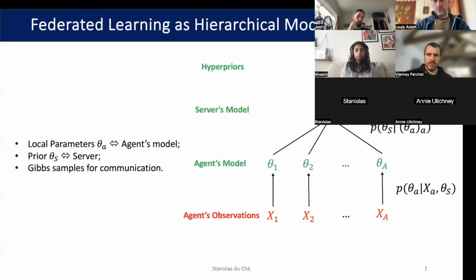So here, what is private and what is public? The private part is the observations, whereas all the parameters, all the models, and the server are public. We can imagine, for example, a hospital that is sharing a model that it trained on cancer data.